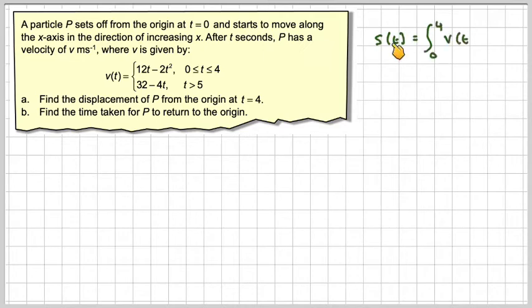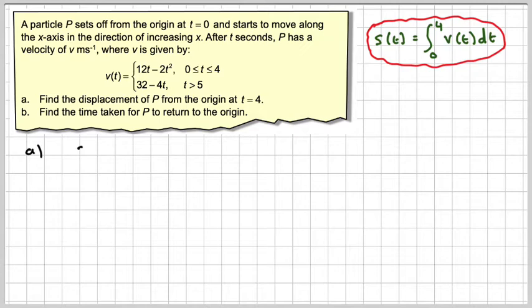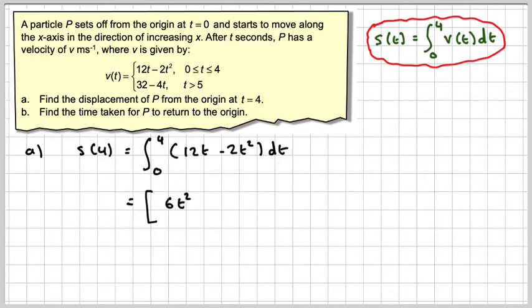Okay, so we know that s(t) is the integral between 0 and 4 of v(t). So to find the displacement after 4 seconds, we will need to integrate the first part. This is called a piecewise function, so we need to integrate 12t minus 2t squared dt, from 0 to 4. So integrating, it's 6t squared minus 2/3 t cubed. Then we put the limits at the end, 0 and 4.